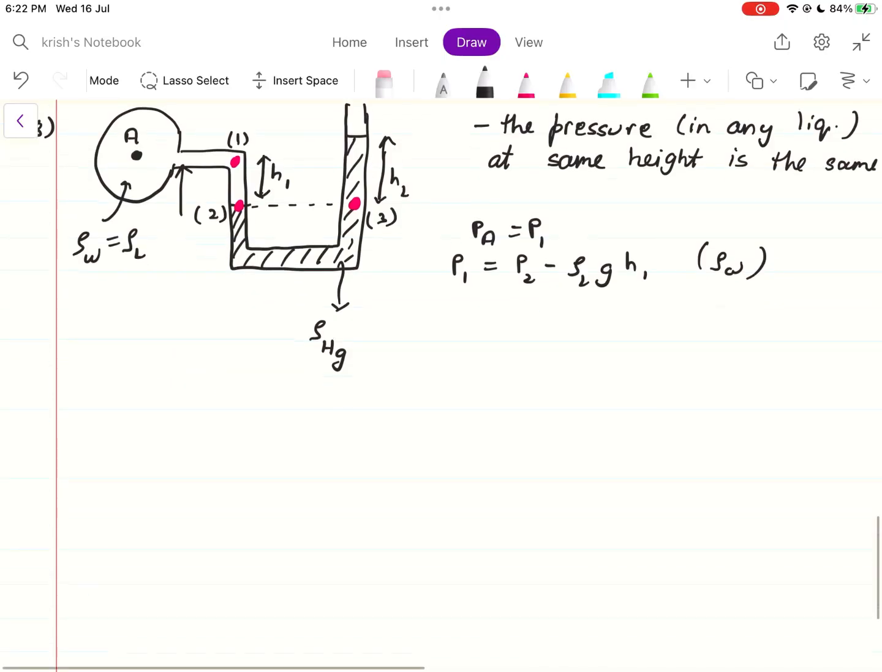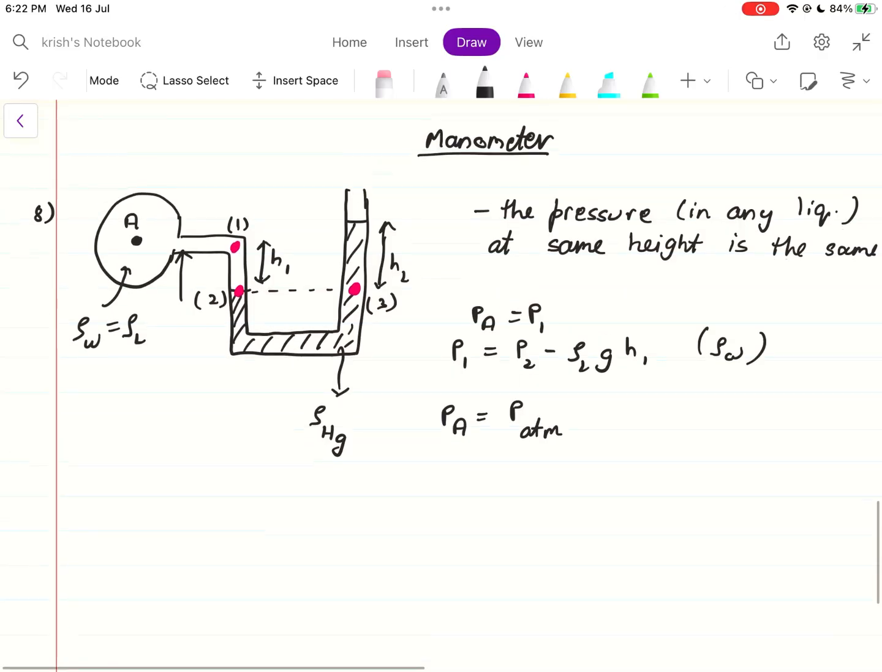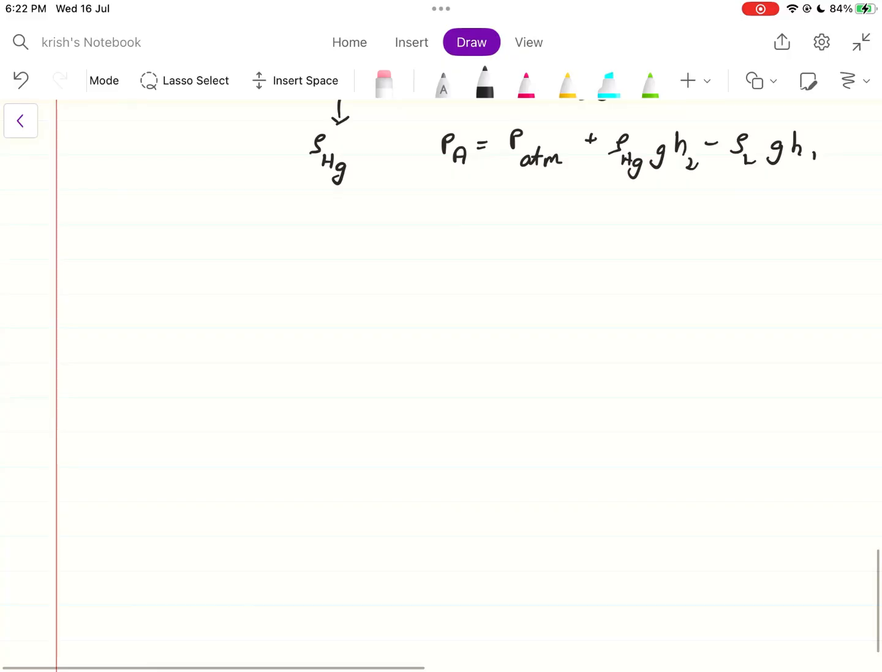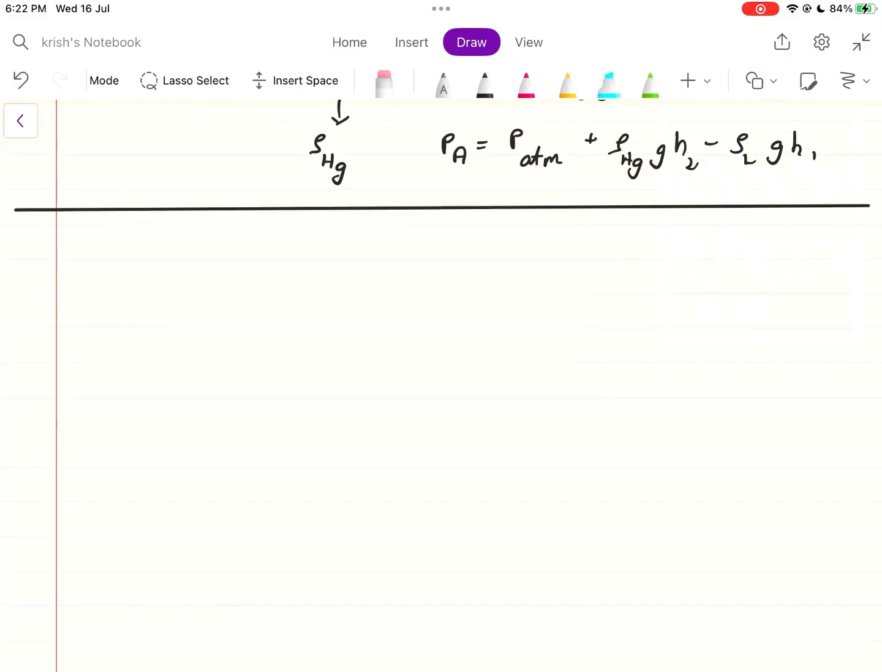Right. So we have PA equals P ATM, that is the atmospheric pressure, plus rho Hg G H2 minus rho L G H1. Manometer is nothing, you just have to write the pressure equations everywhere and solve for the unknown given. Okay, so that concludes our manometer section. I think there are a few questions in the tutorial also, so don't worry, we will be solving all of those as well.